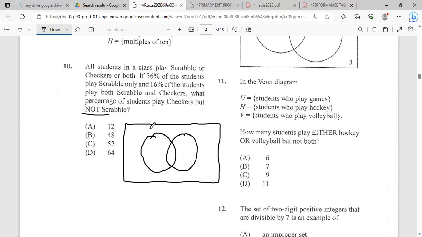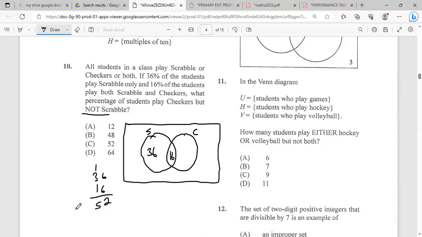So we're gonna use S for Scrabble and C for checkers. So it says 36% plays Scrabble only, so only would be here. 16% of the students play checkers. That's the intersection. So this is what we want to find. But we know that percent means out of 100. So what we do, we add 36 plus 16, and we subtract that from 100, which gives us 52.